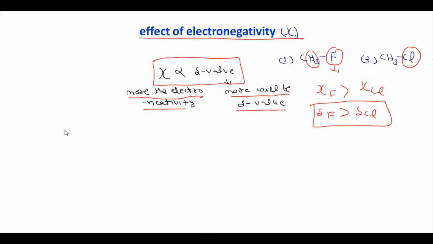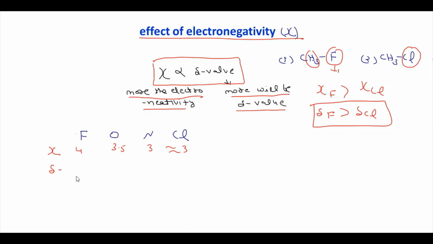We also know that the most electronegative elements are fluorine, oxygen, nitrogen, and chlorine. You can learn it by the synonym of "phone chloride". Okay, F for fluorine, O for oxygen, N for nitrogen, and Cl for chlorine. And its electronegativity values are: fluorine has 4, oxygen has 3.5, nitrogen has 3, and chlorine is approximately 3. So you just have to subtract 0.5 from each, and you will get the electronegativity value of that. Okay, this is the order of electronegativity. The same order follows for the delta value.